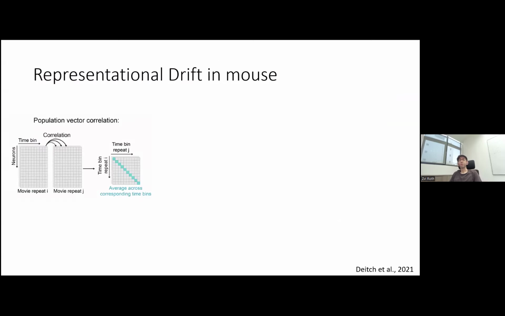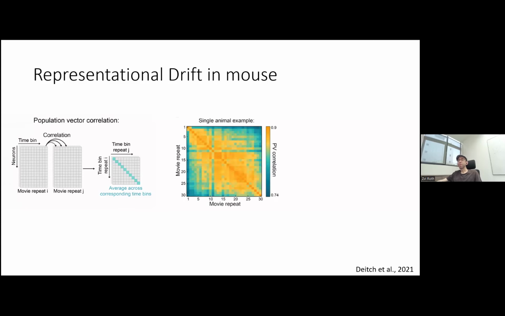Now, in order to measure representational drift, they computed correlations between population responses. So they take the population response vector, okay, the vector of all the neurons' activity at each time bin of the video, and they calculate the correlation with the population response to the same time bin in every repetition of the movie. And they do this separately for every time bin. And finally, they average the correlation across all time bins. So that gives them a correlation matrix between all pairs of movie repeats.